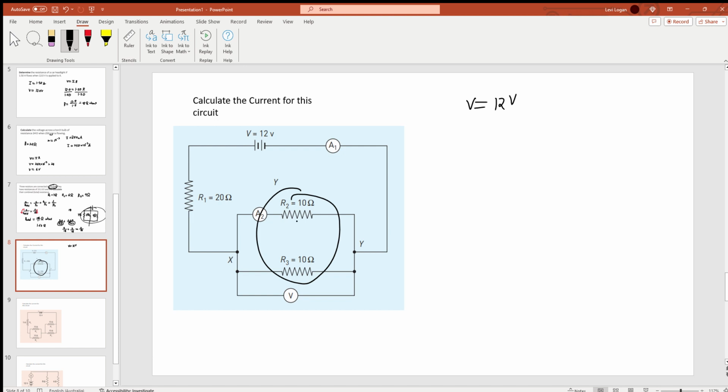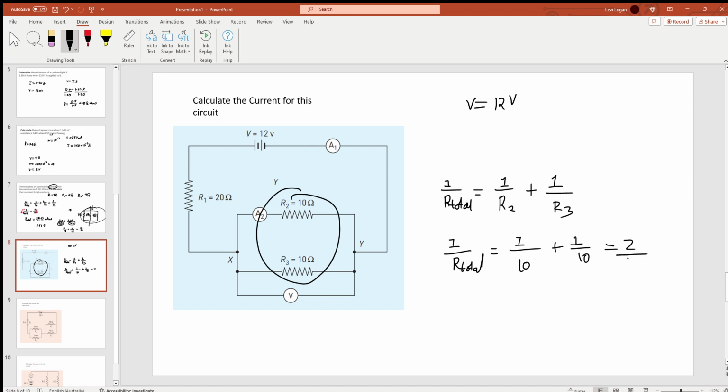What we're going to do is work out the total resistance here. So 1 over R total will be 1 over R2 plus 1 over R3. Both of them are 10, so that's pretty good. So 1 over R total is going to be 1 over 10 plus 1 over 10, which is just 2 over 10.